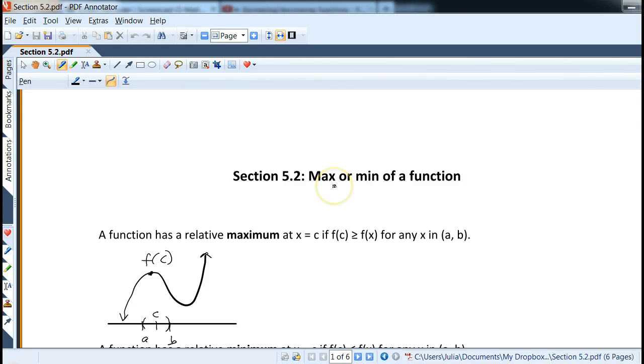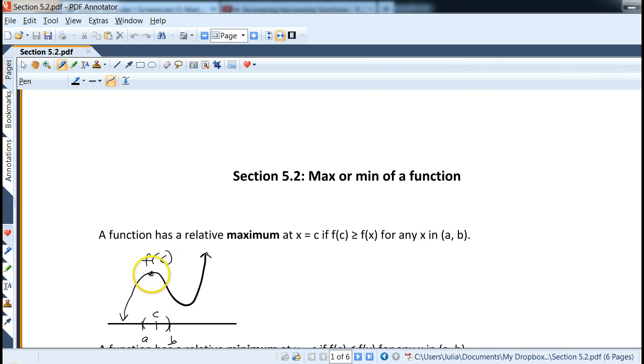In this section, let's talk about max or min of a function, continuing from the previous section on increasing and decreasing functions. We started that a little bit. It's a very similar idea. If a function has a relative maximum, we'll distinguish it from absolute maximum a little bit later on. A function has a relative maximum at x equals c, let's say, if f of c, the y value, is greater than or equal to f of x for any x in a small open neighborhood around it.